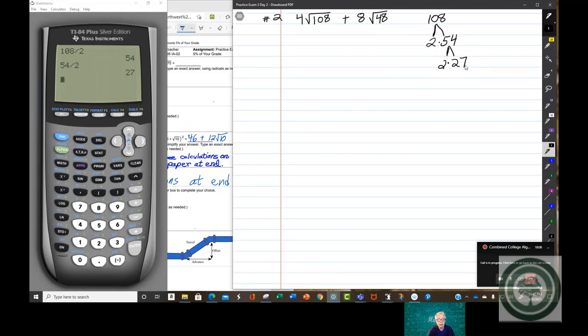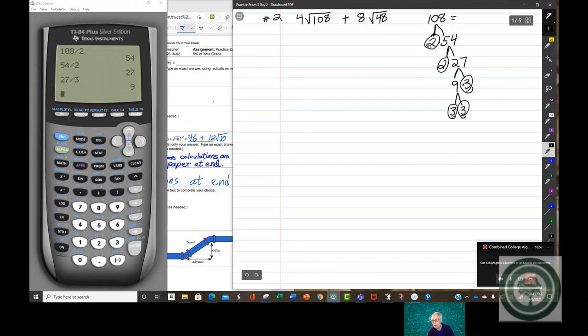Now, if you know that there's a perfect square in 27, you're pretty close to being done. But if you don't know, you discover quickly that 2 will not go evenly into 27, so you switch to 3. Twenty-seven is 9 times 3. And by now, you probably know that 9 is 3 times 3. So what I see here is that 108 equals 2 times 2 times 3 times 3 times 3.